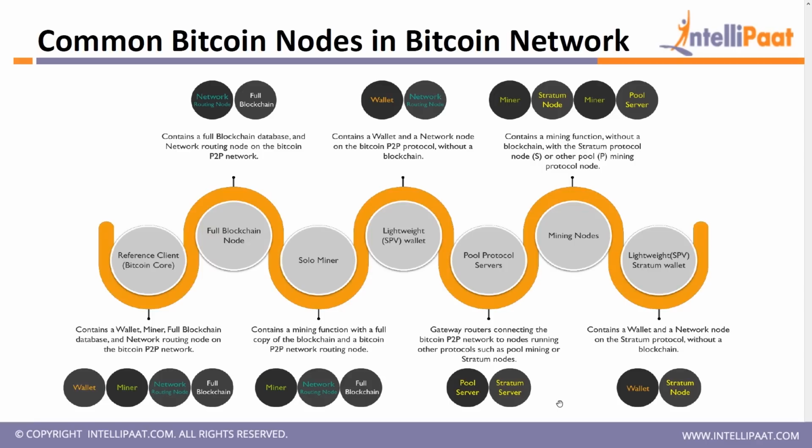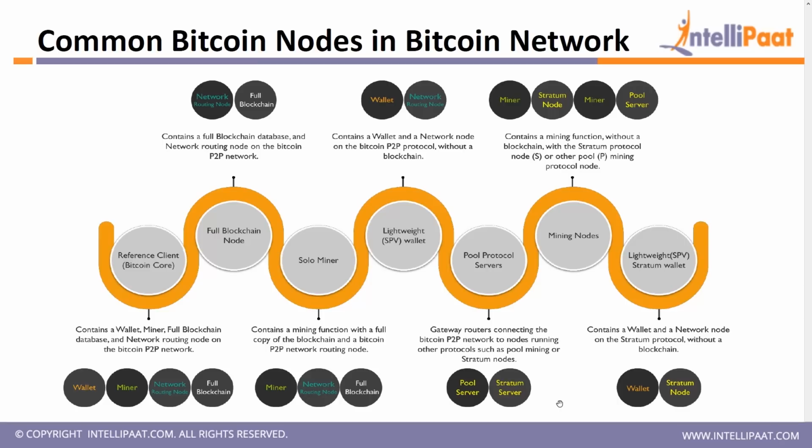So the network routing node contains a full blockchain database and network routing node on the Bitcoin P2P network. This reference client contains a wallet, miner, full blockchain database, and network routing code node on the Bitcoin P2P network. Solo miners contain a mining function with a full copy of the blockchain and the Bitcoin P2P network routing node. Lightweight SPV wallets contain a wallet and a network node on the Bitcoin P2P protocol without a blockchain.